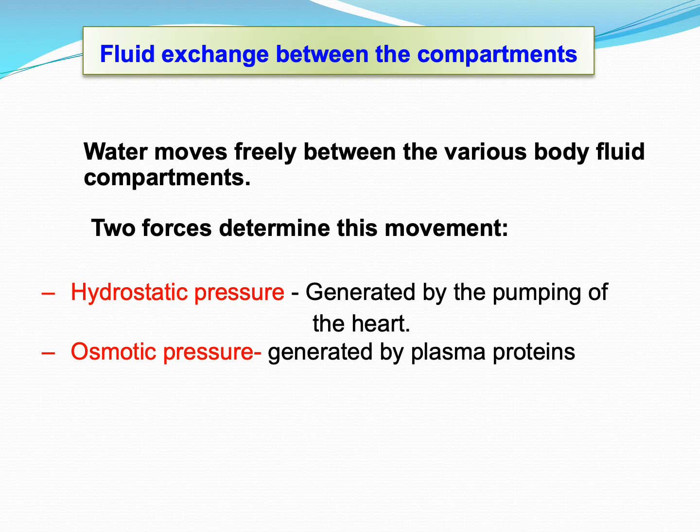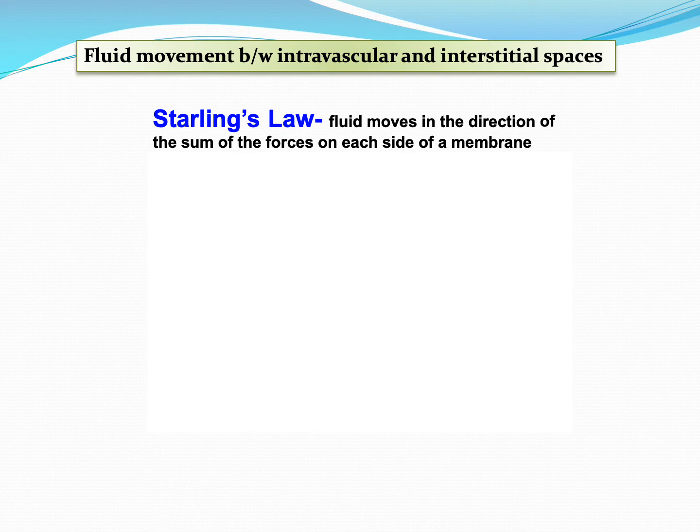Now, water moves freely between the various body fluid compartments. Two forces determine these movements. Number one, hydrostatic pressure, which is the pressure generated by the pumping action of the heart. And the second is the osmotic pressure, which is due to the virtue of plasma proteins. Fluid movement between intravascular and interstitial space is governed by Starling's law. This states that fluid moves in the direction of the sum total of the forces on each side of a membrane.